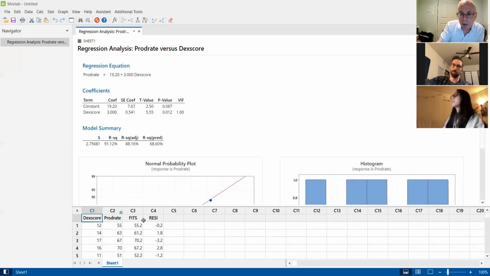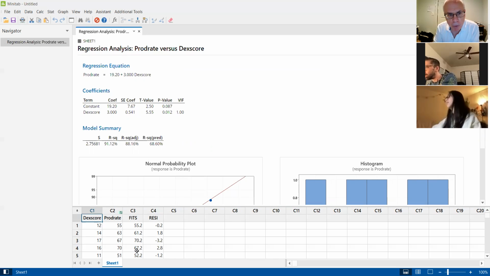You know what the fits are? That's the y-hats. So it does the calculations. So this will be useful for you, won't it? It can give you what the y hats are for each value of x, based on the regression equation.